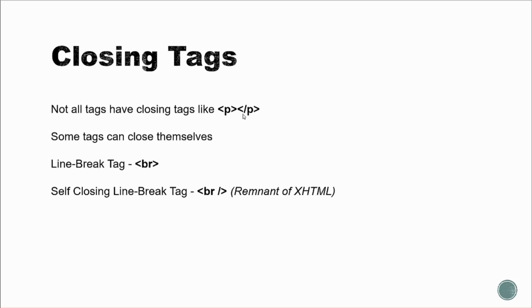We don't have the closing tag with the slash. Now you can use self-closing tags, such as this line break. You can see we have a slash here. This is needed for XHTML. So if you're writing XHTML and you use the XHTML doctype, then you want to make sure that you have your slashes in your self-closing tags.